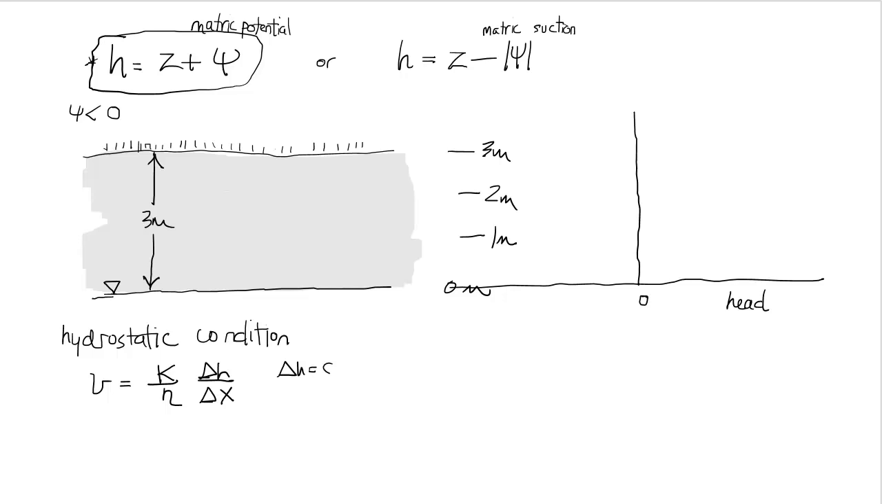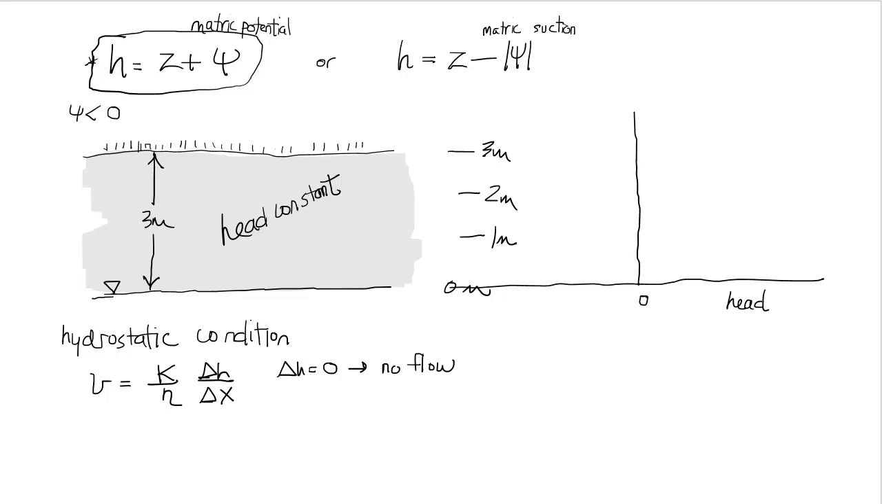So if there is no change in head, then we have no flow. So the condition of hydrostasis or hydrostatic equilibrium occurs when there is no change in head, or another way of saying that is everywhere within this gray area, the head has to be constant. It's the same value everywhere, and if it's the same value everywhere, then there's never a drive for water flow according to Darcy's law. So we have to focus in on, well, what is the head everywhere?